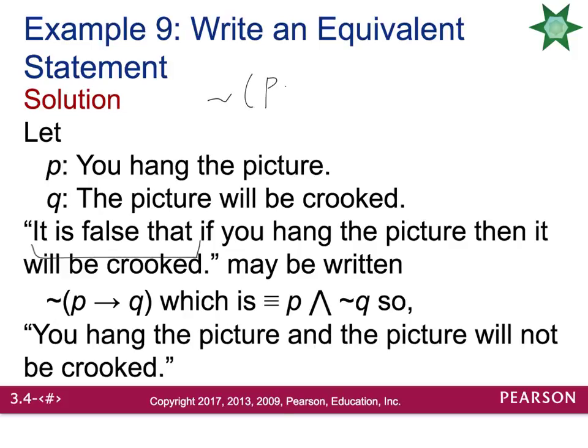That's equivalent to, I'm going to use triple equals as well, P and negation Q. So we're just showing that for this particular example. It is false that if you hang the picture then it will be crooked is this, and that's equivalent to you hang the picture and the picture will not be crooked, which is P and negation Q.